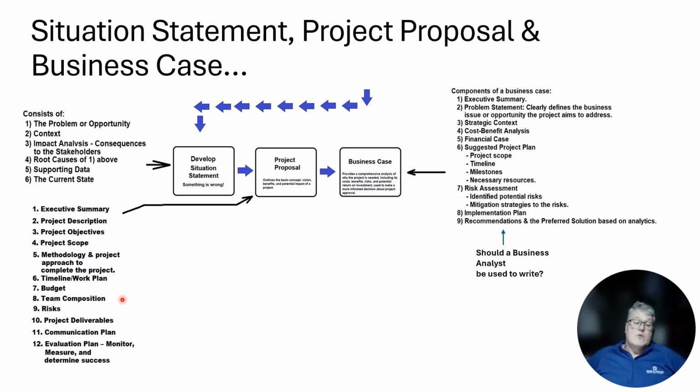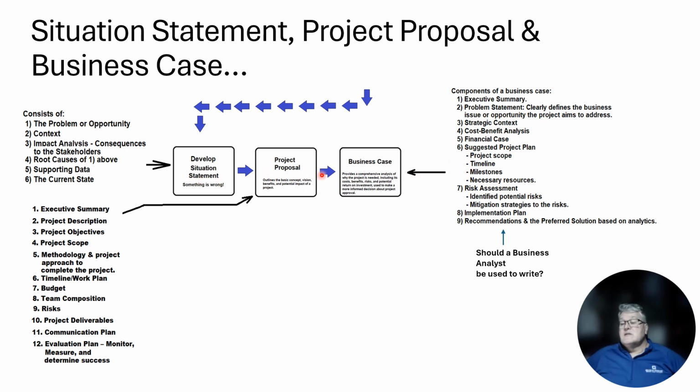You're considering what would be a team composition, the risks and how you might mitigate those, and project deliverables, those would be identified. Also, a communication plan and evaluation plan to monitor, measure, and determine success for the project. Once that's together, develop a business case. Components of a business case include, again, an executive summary. And if you haven't already noticed, you've already got previous information that can apply and go to the business case.